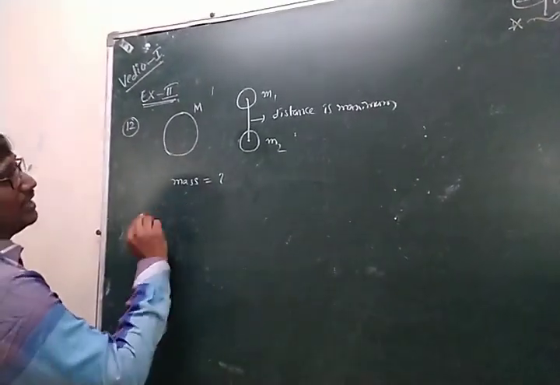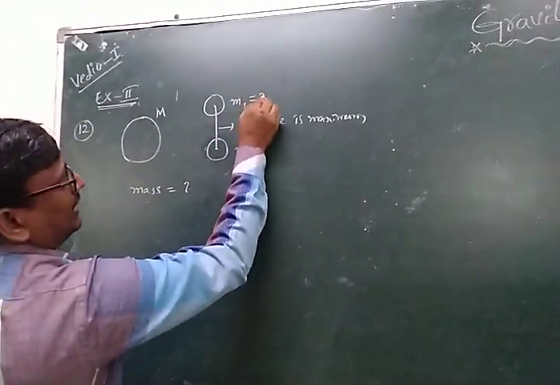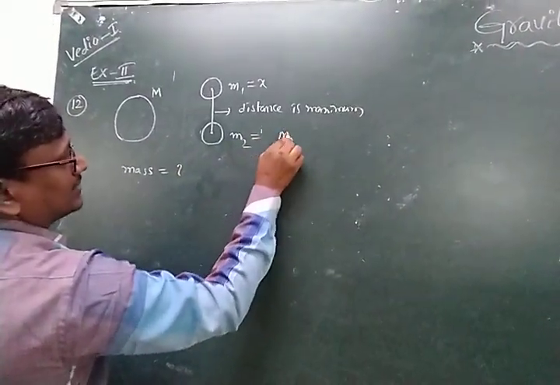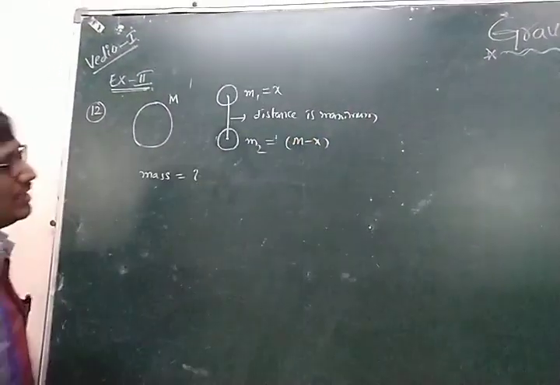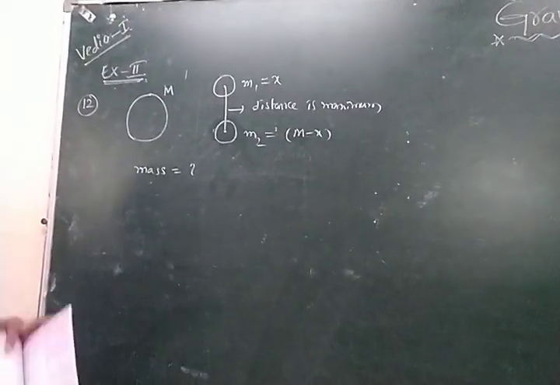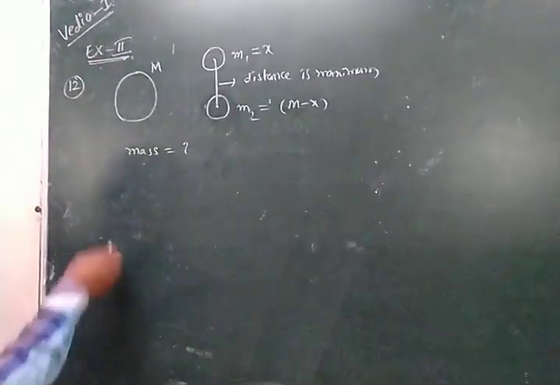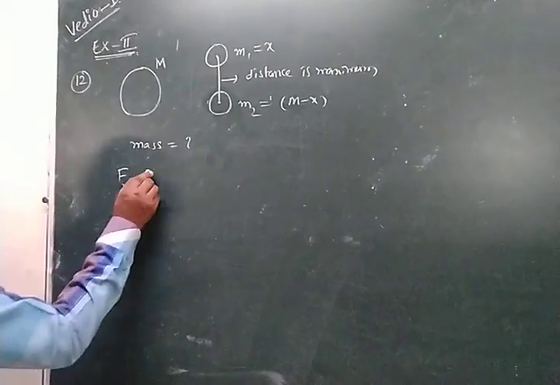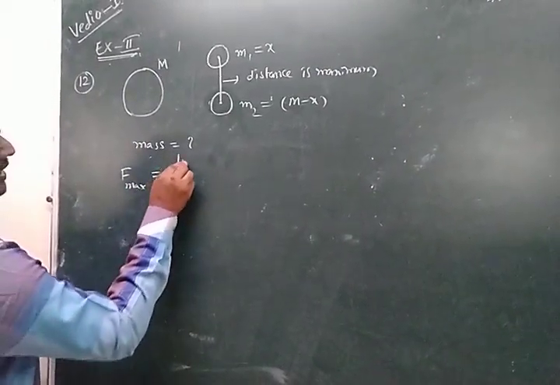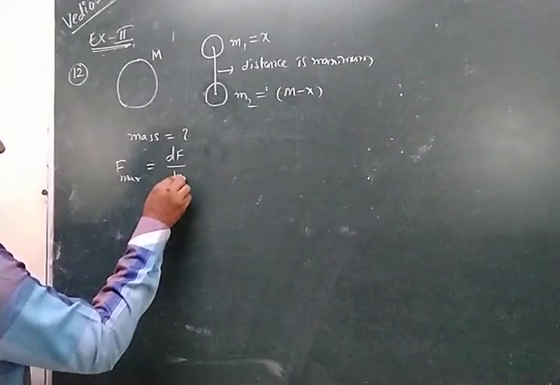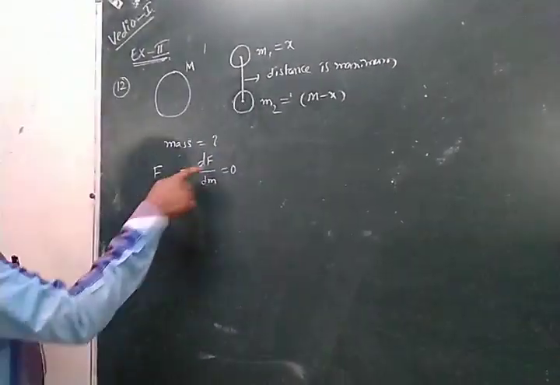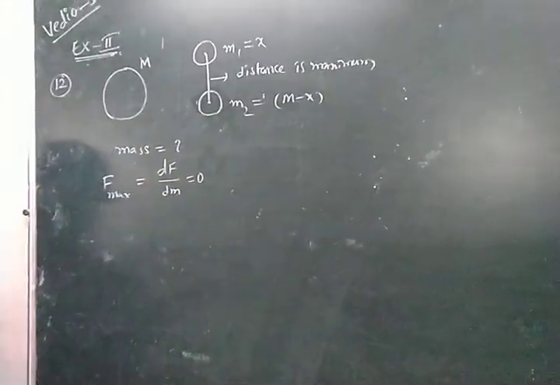Mass m1 is equal to x, and m2 is equal to M minus x. Now take the force as maximum. For maximum force, dF by dm is equal to 0.